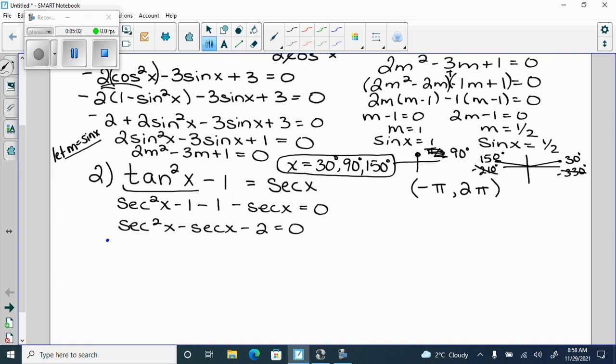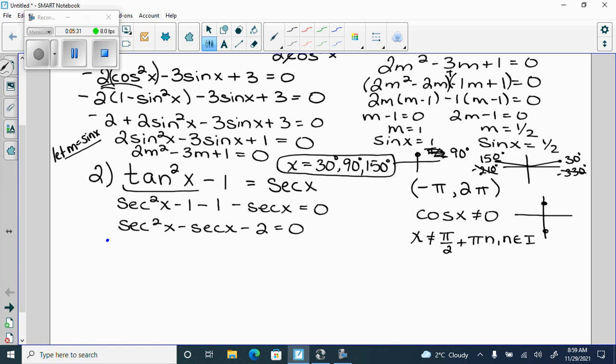My only problem when I have not a primary trig ratio, but a secondary one, is I'm going to get non-permissible values, because I'm going to have a cos in the denominator. So I'm going to go up to here and say cos x can't equal 0. And x equals 0 here and here. So x can't equal pi over 2 plus pi n.